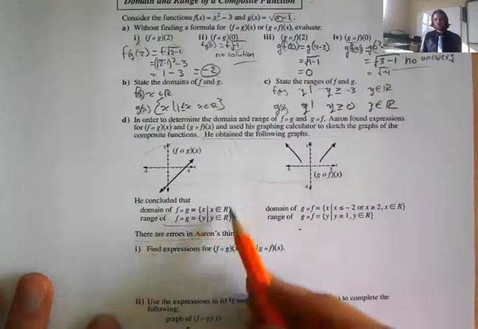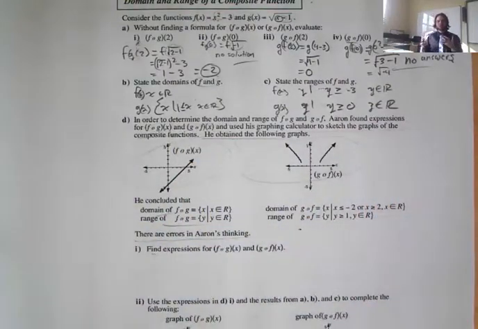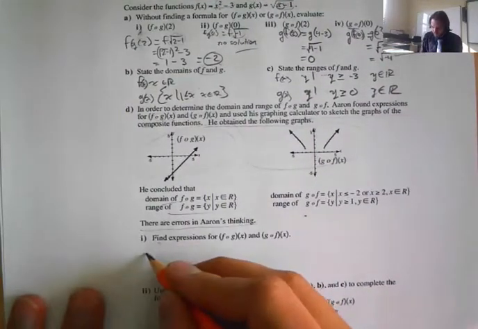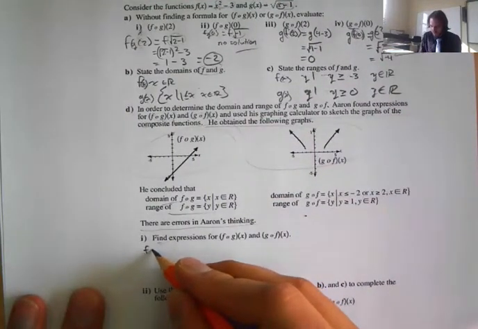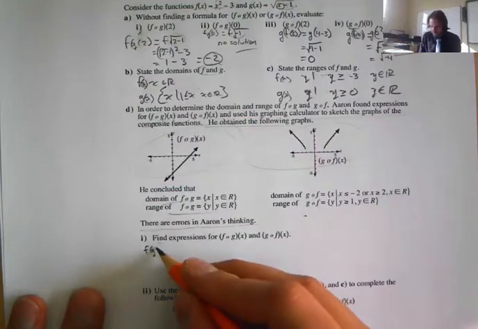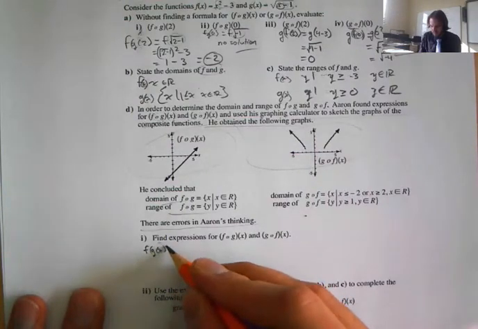So there's an error in his equations. He's looking at it, but it's not looking at everything. He combined them, and it's actually a little bit different. So we're going to look at this here. So we have f of g of x. Okay, we're going to look at this one first.